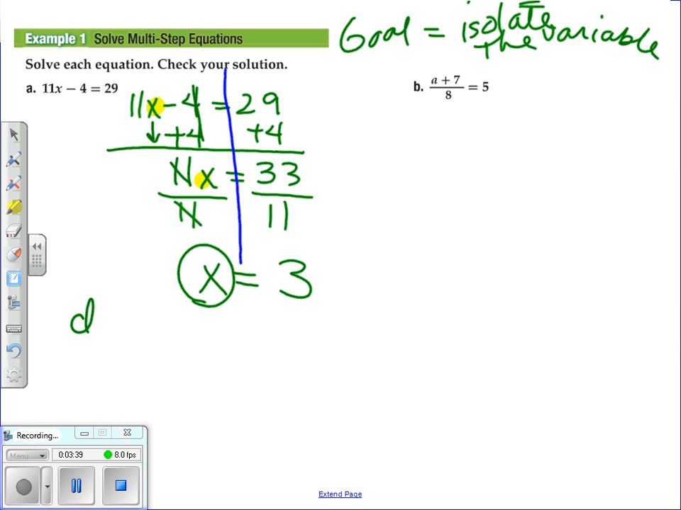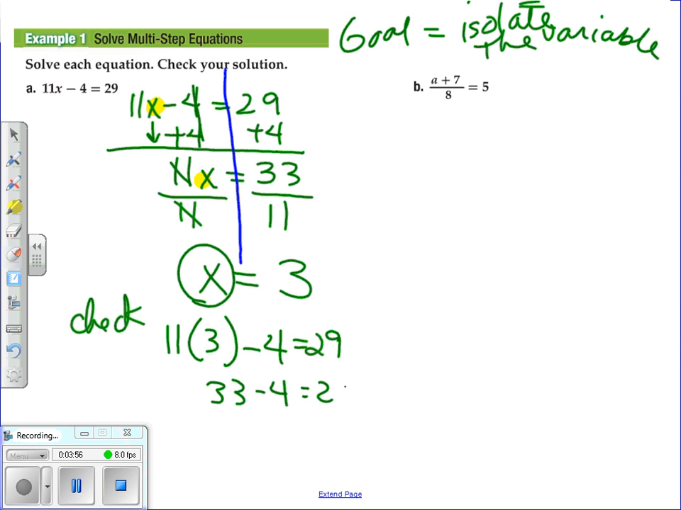If I want to check my work, I take the 3 and put it back in the original equation. 11 times 3 minus 4 equals 29. And I see if that's true. 11 times 3 is 33 minus 4. Does that, in fact, equal 29? Yes.